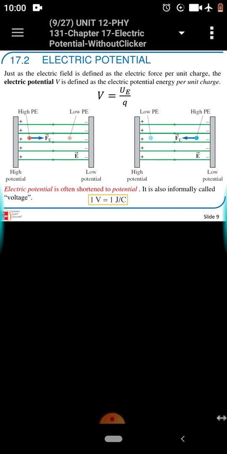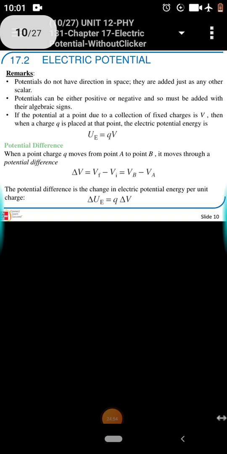Electric potential is often shortened to potential. It is also informally called voltage. So the unit for potential is the volt, and you can call it voltage. So let's continue.